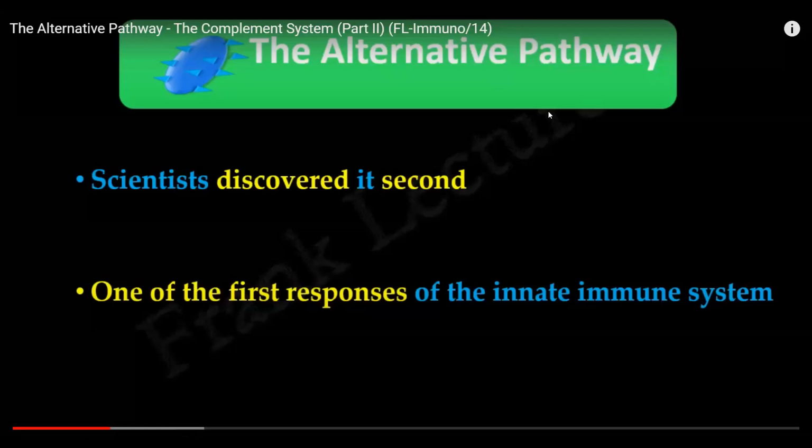Now coming to the alternative pathway, why has it been named the alternative pathway? Because it was discovered after the classical pathway. It was an alternate method that was found out, and that is why it is known as the alternative pathway. It was found that the first response of the innate immune system is the alternative pathway.